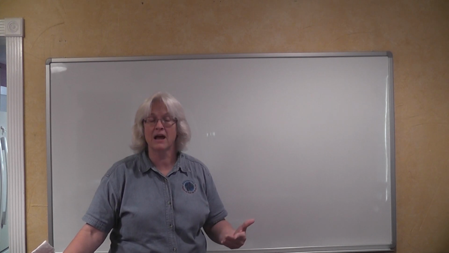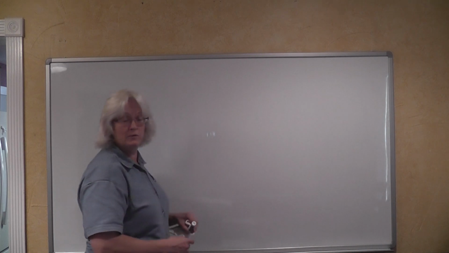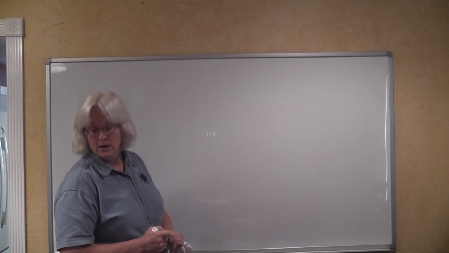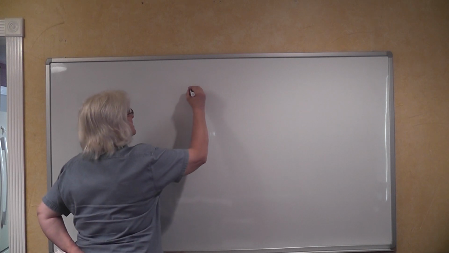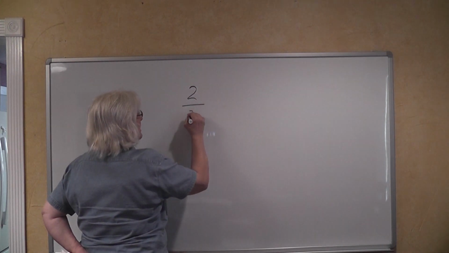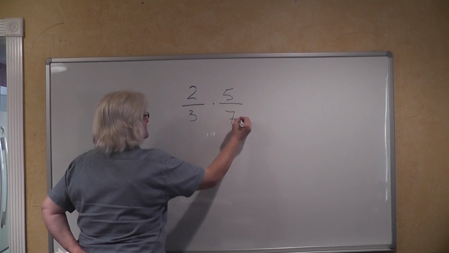Now let's think about this. How are you going to multiply fractions together? And this should be a review for every single one of you. If you had 2/3 times 5/7, what would you do? Well, you have 2/3 times 5/7.